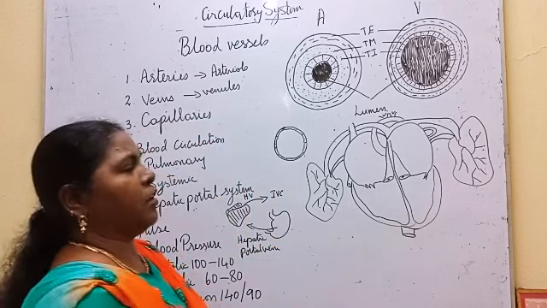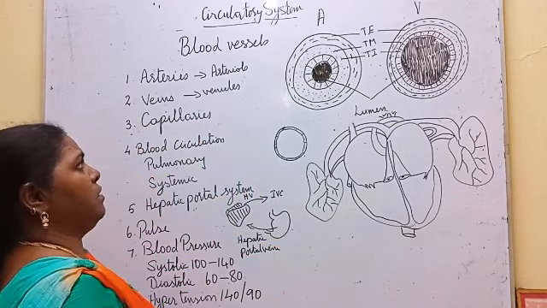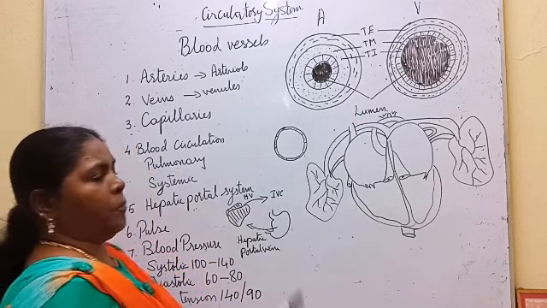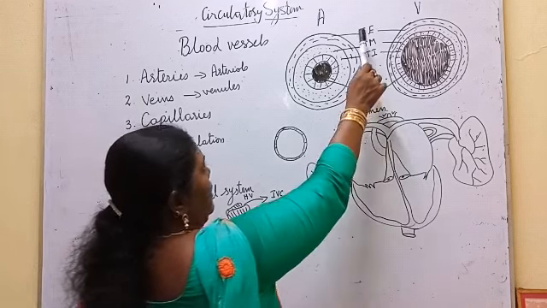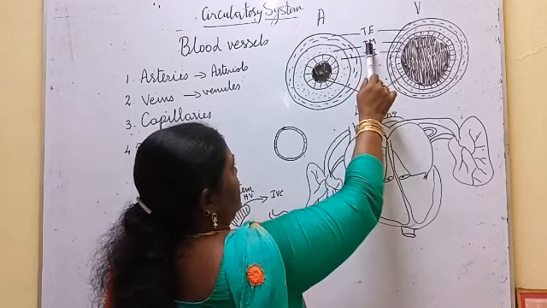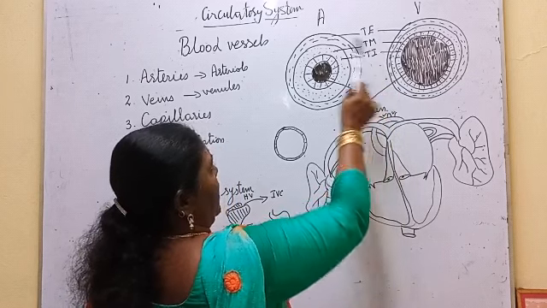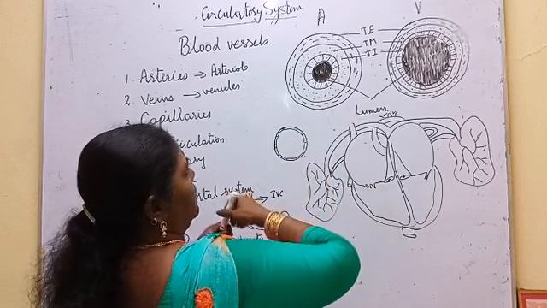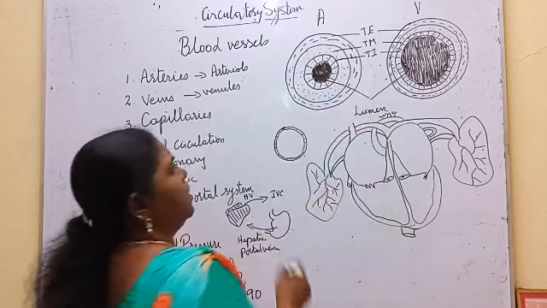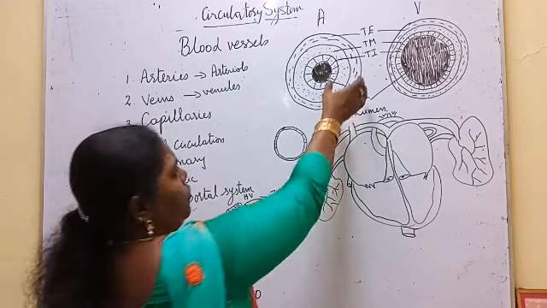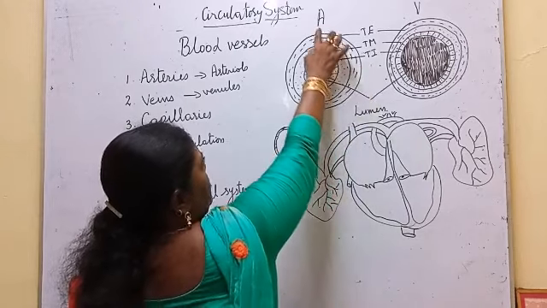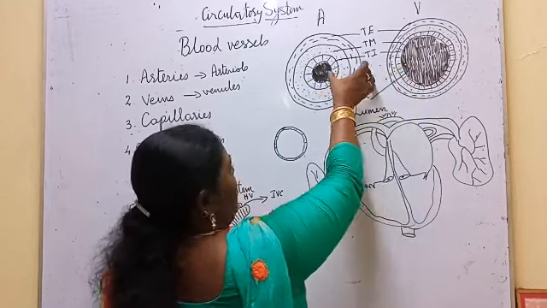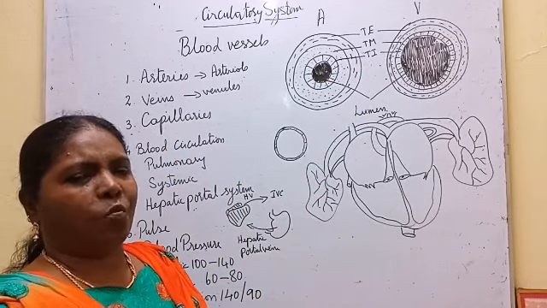If you take the cross section of arteries and veins, the wall of the vessels is made up of three layers: tunica externa, tunica media, tunica intima. And if you see this wall, the thickness of the wall of the artery is this much, and the thickness of the wall of the vein is this much. So arteries have a thick wall, veins have a thin wall.